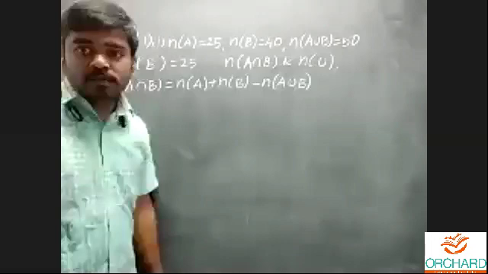n of A is equal to 25 and n of B is equal to 40. n of A union B is equal to 50. Now we can simplify: 25 plus 40 is 65. 65 minus 50 is equal to 15. So that is 15.